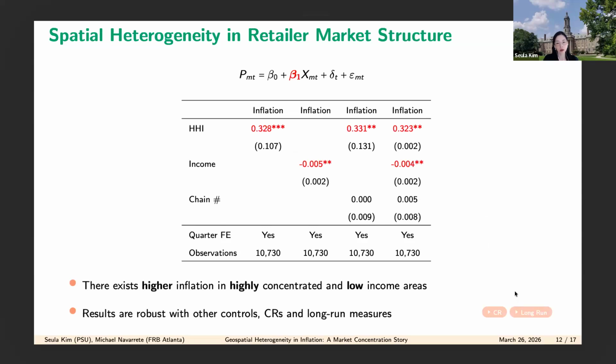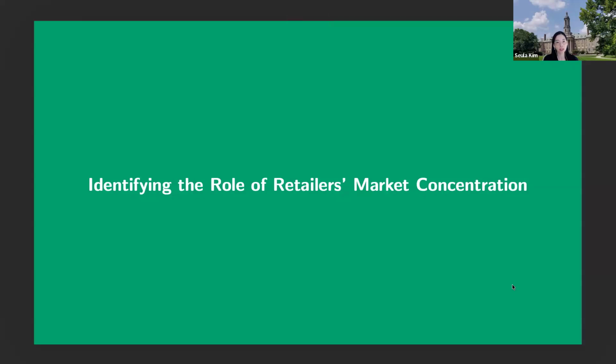And then these results are also robust with other specifications using different sets of controls and different measures to indicate market concentration. All right, so this shows that there seem to be spatial variations in inflation and retailer market structure depending on the regional income level, and they seem to be correlated to each other in a systematic way.